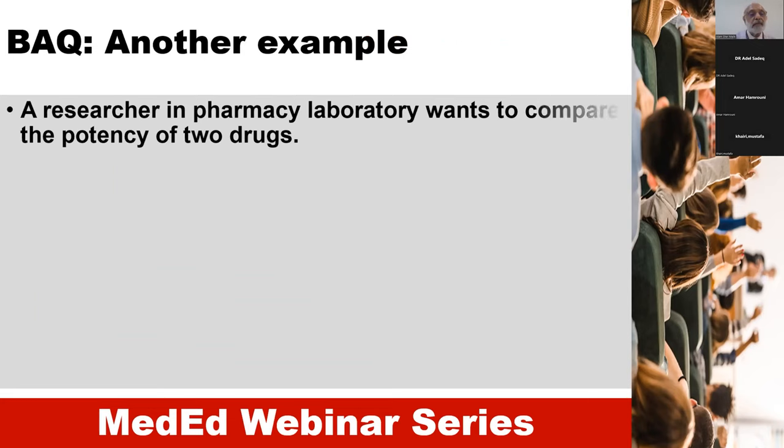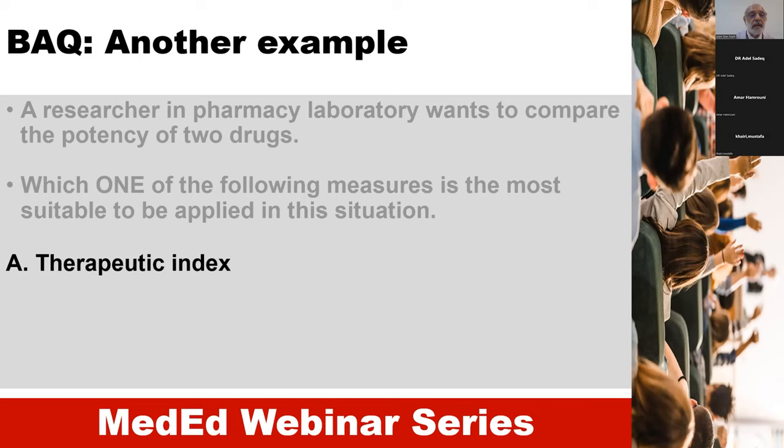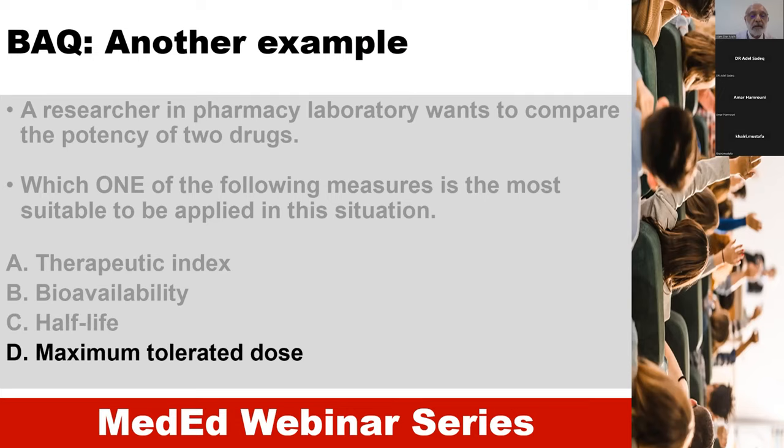Another example: a researcher in a pharmacy laboratory wants to compare the potency of two drugs. That's the stem. Which one of the following measures is the most suitable to be applied in this situation? This would be the lead-in statement or lead-in question. And then these are the options: therapeutic index, bioavailability, half-life, and maximum tolerated dose.